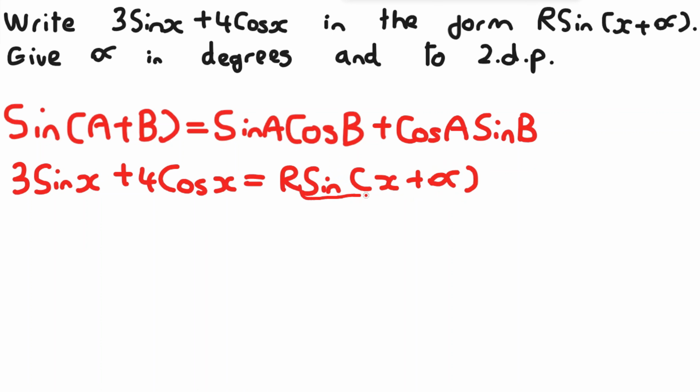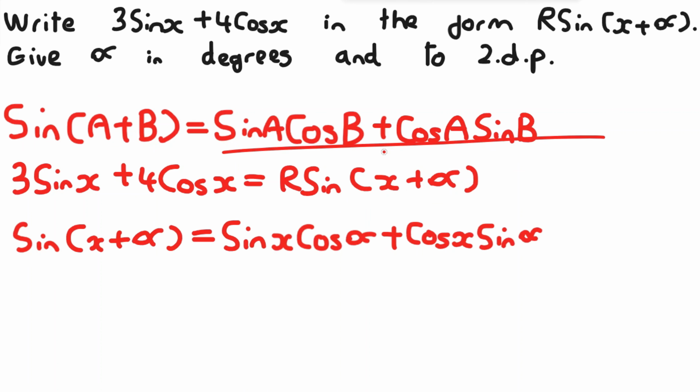Okay, so let's focus on this sin of (x plus alpha) part here, and hopefully you can see the resemblance between this and the sin of (a plus b) here, with a being x and b being alpha. So therefore we can use the sin of (a plus b) addition formula on this. We can write sin of (x plus alpha) in this form. It's going to be sin a, which is sin x, cos b, which is cos alpha, plus cos a, which is cos x, and sin b, which is sin alpha.